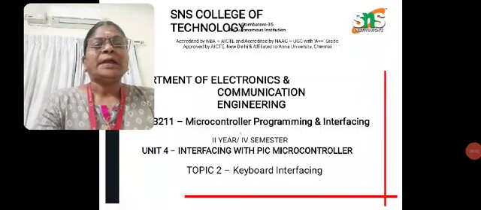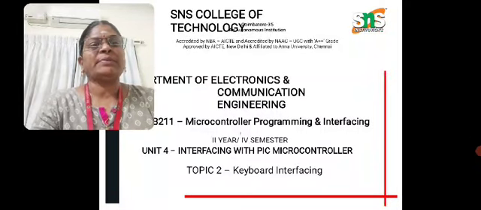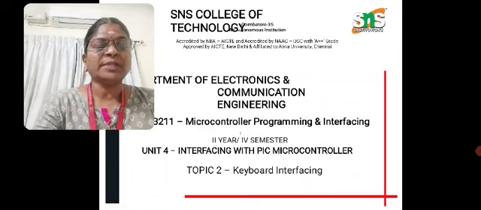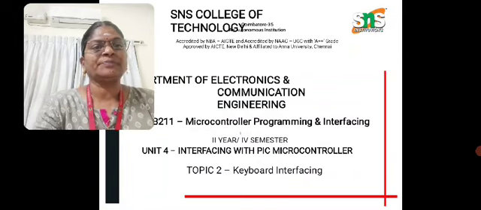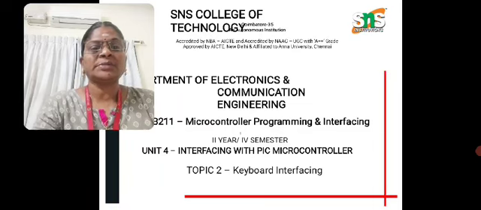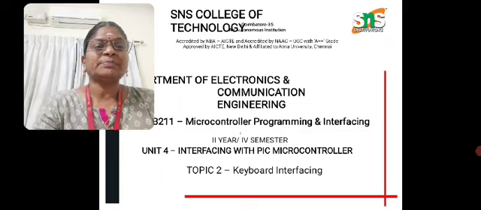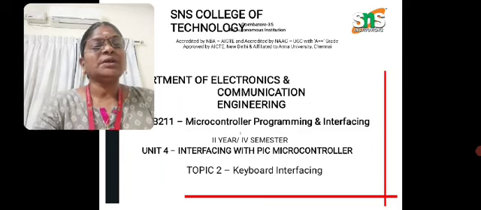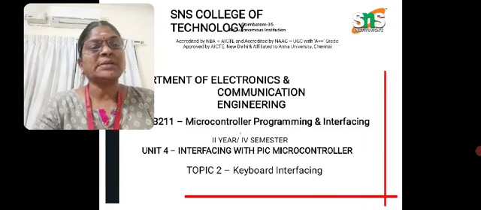Good evening. In this session, we are going to discuss keyboard interfacing. The entire unit is about interfacing with PIC microcontroller: keyboard interfacing, LCD interfacing, analog to digital. In the first session itself, we discussed the interfacing types with PIC microcontroller, like LCD, keyboard, ADC, DAC, stepper motor, DC motor, etc. Now in this session we are going to discuss how we interface a keyboard with a microcontroller.